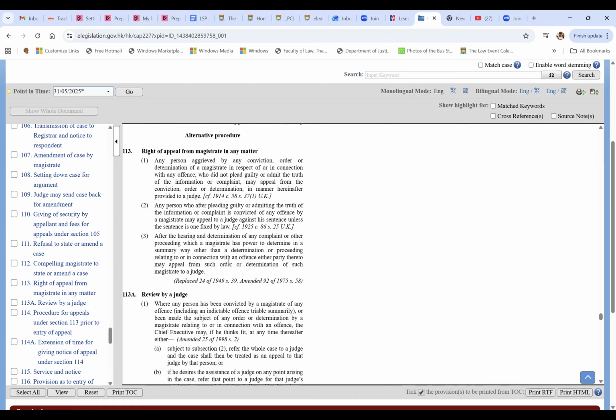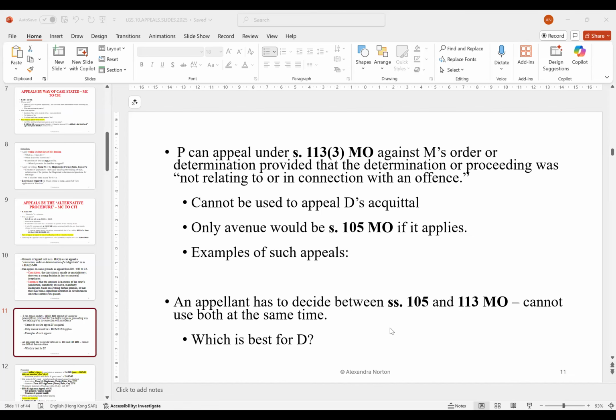Okay, they could use it, for example, to appeal a costs order that the magistrate had made. They could use it to appeal a decision to grant bail pending appeal, because a magistrate can do that. So the prosecution could appeal under subsection 3, but not if it relates to the defendant's acquittal or conviction. And an appellant has to decide which avenue of appeal he's going to proceed under, either 105 or 113. He can't use both at the same time. It's one or the other.